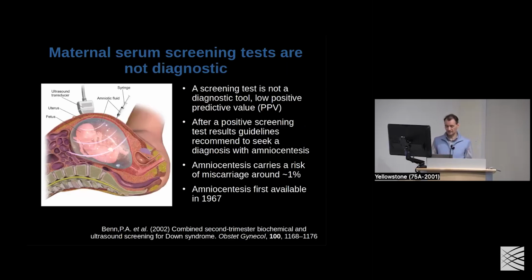And so these maternal screening tests are not diagnostic because the positive predictive value is so low. It was always recommended to follow up with an amniocentesis to confirm the presence and to provide a diagnosis. Amniocentesis has been available since 1967. The technology is similar to what was used to discover the trisomies to begin with. And this is a depiction of what it looks like. You actually have to extract some amniotic fluid from around the fetus.